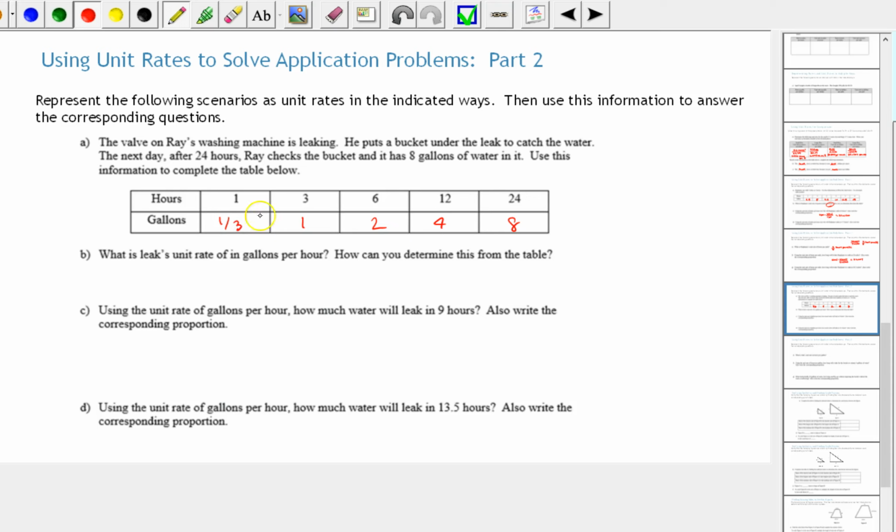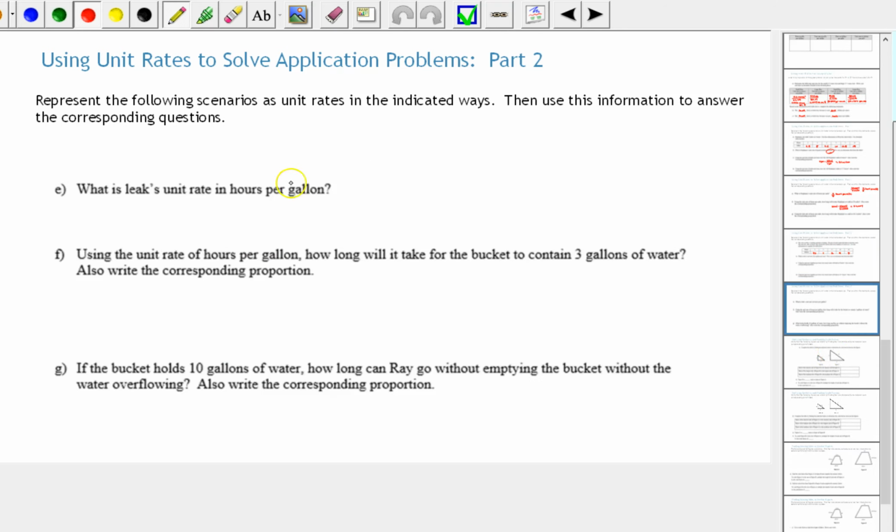So they could find this by looking at the first value, and then there's more examples where they'd now use the gallons per hour to solve problems, and on the next slide they'll use hours per gallon to solve the problems. In the next video we're going to look at proportionality, and that will be it for this unit.